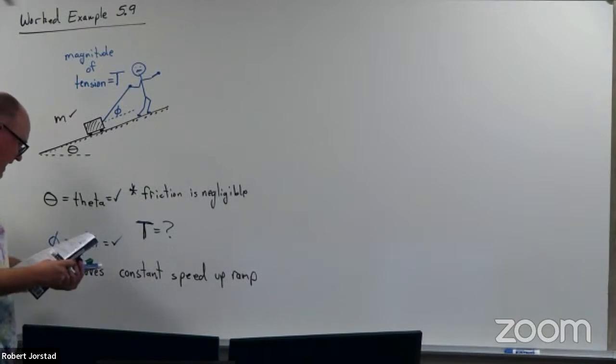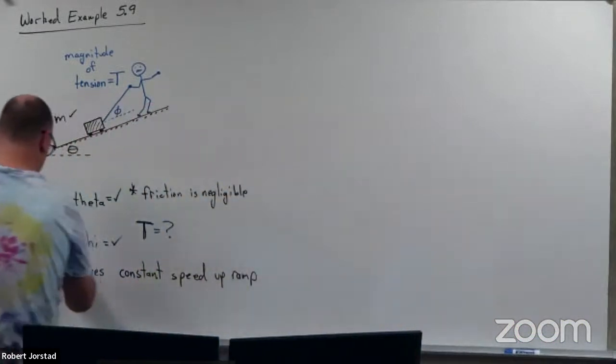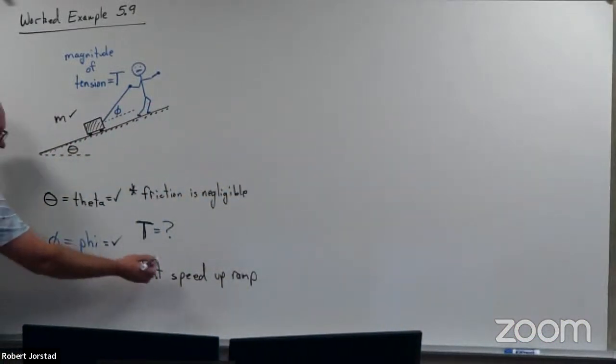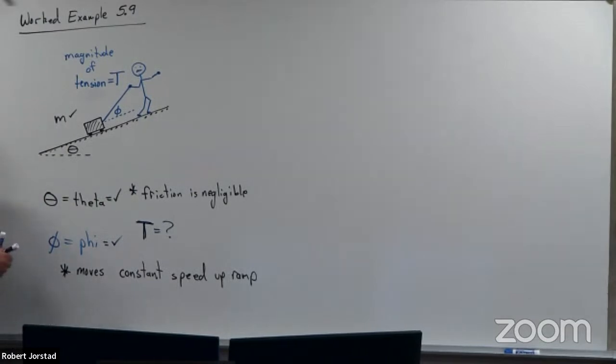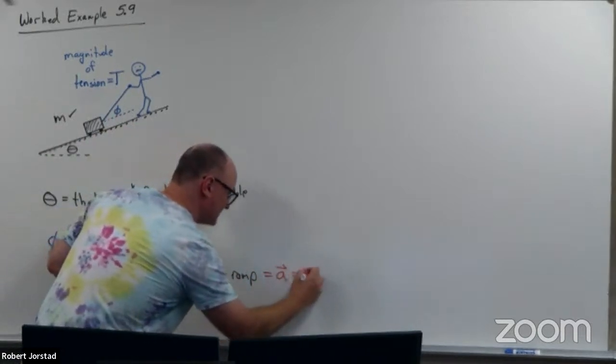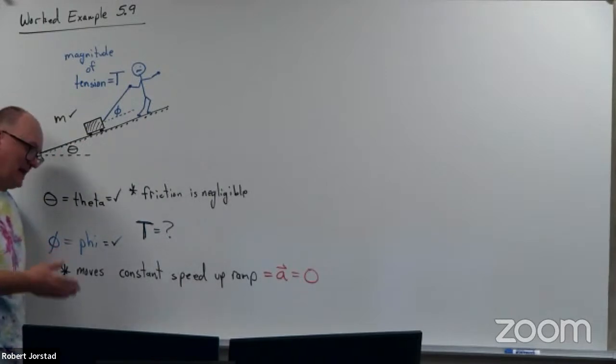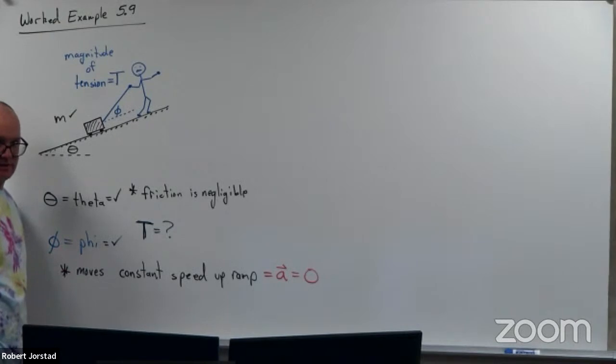Friction's negligible. Got it. If we make these assumptions, this is actually a critical assumption. If you move with constant speed in a straight line, you have no change in speed. If you have no change in speed, acceleration is equal to zero. I want to be careful here. Strictly speaking, if you have no change in velocity, your acceleration is zero. However, if you move in a straight line with no change in speed, that's also acceleration zero.